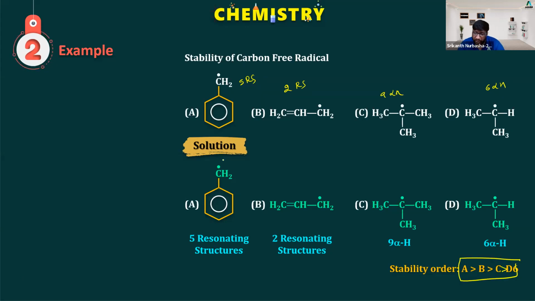Because there are more resonating structures in A, then fewer resonating structures in B. A and B at least have resonance, but C and D do not have resonance. C and D only have hyperconjugation. So A greater than B, B greater than C, C greater than D. That is the right order of stability with respect to carbon free radicals.